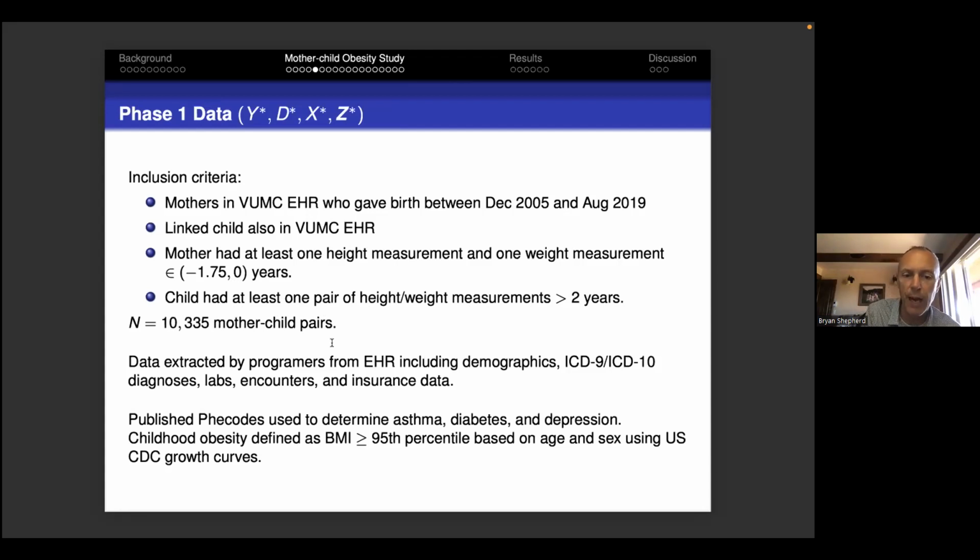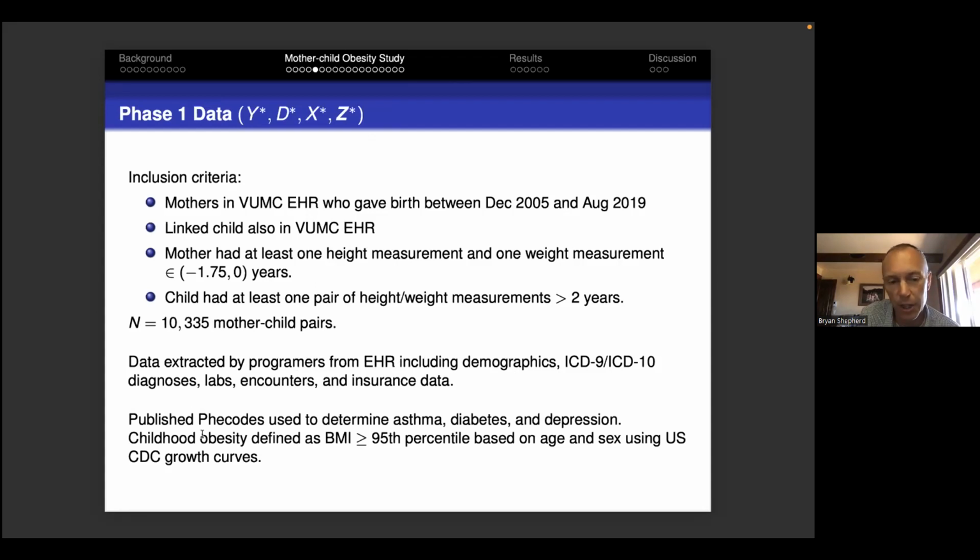And then we extracted data by programmers. They charged us a little fee. So we asked programmers at Vanderbilt to extract this data for us. And they gave us demographics, ICD-9, ICD-10 codes, labs, encounters, insurance data, et cetera. And then we tried to do our best to create these variables using the electronic health record.